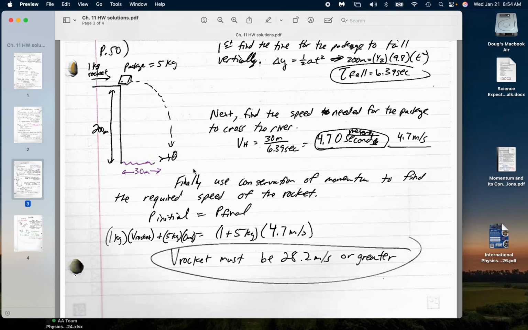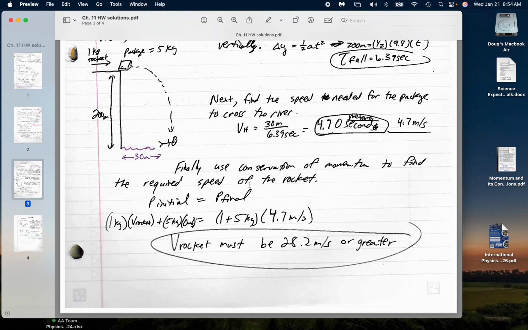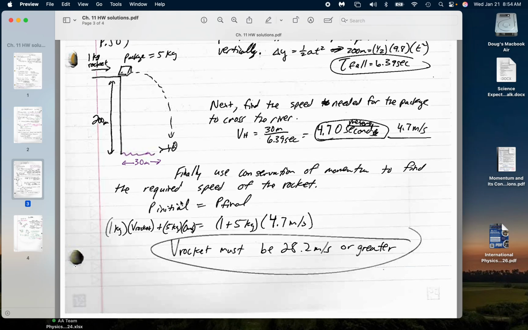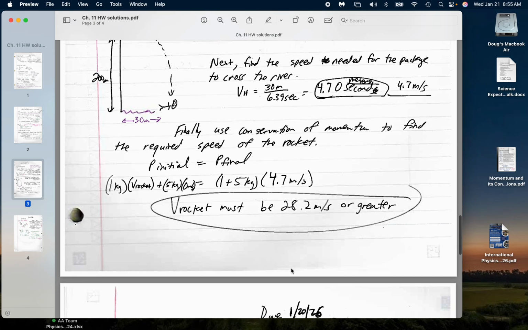So now, finally, the end part of the problem is a conservation of momentum problem. In order to find the required speed of the rocket, you need P initial equals P final. That's the rocket only, and this is the rocket plus the package. We know that the rocket embedded in the package would be 4.7 meters per second. So that's a total of 1 plus 5, or 6 kilograms. The package wasn't moving beforehand, so the rocket has to move much faster. Since the rocket has 1/6 the mass, it will travel 6 times the speed, so that's around 28.2 meters per second, or greater, to cross the river.